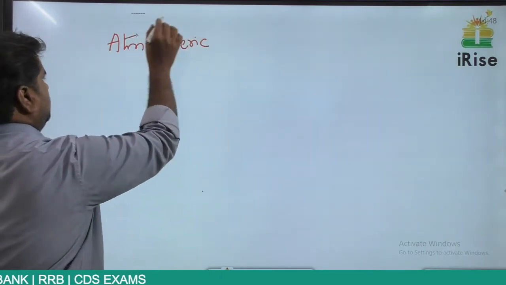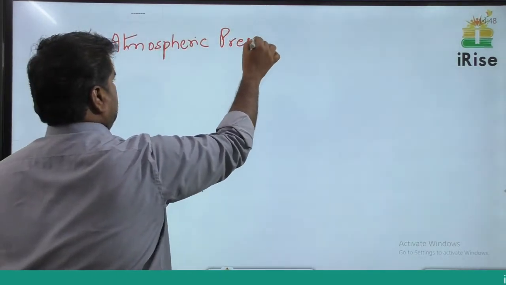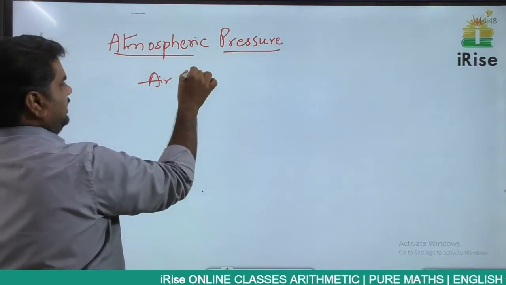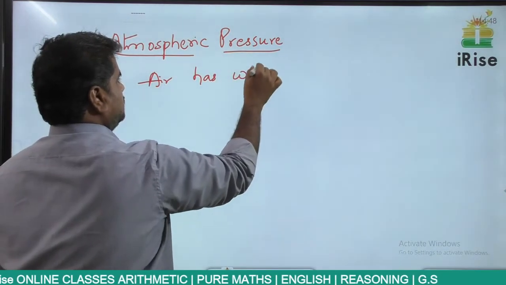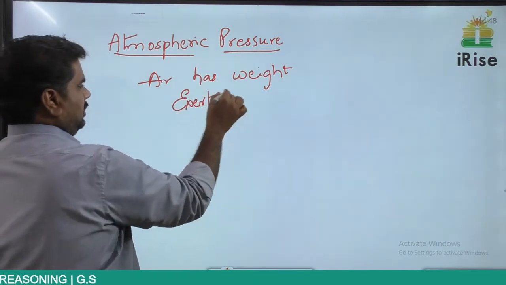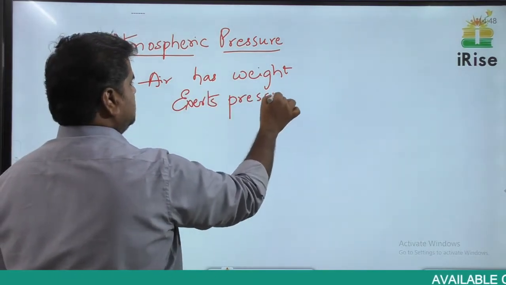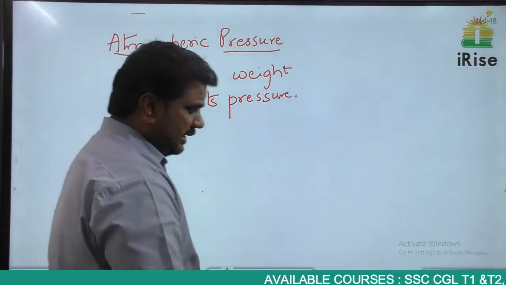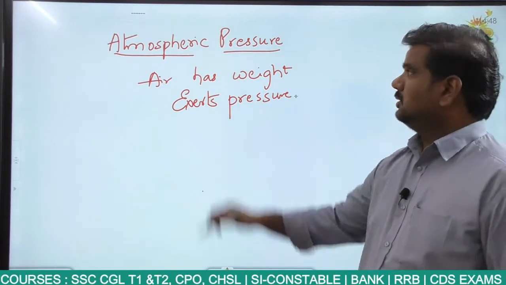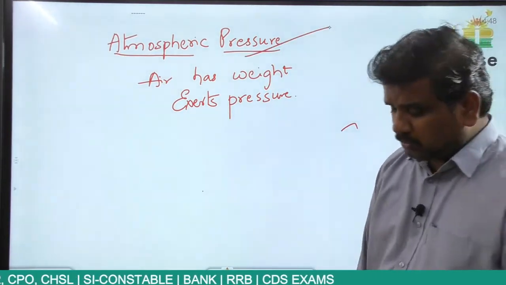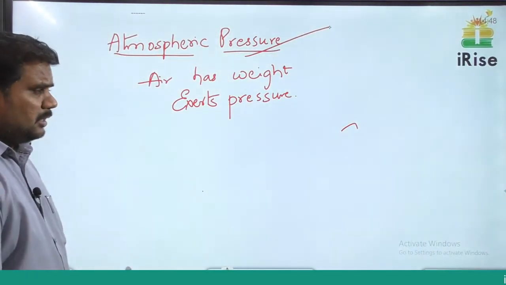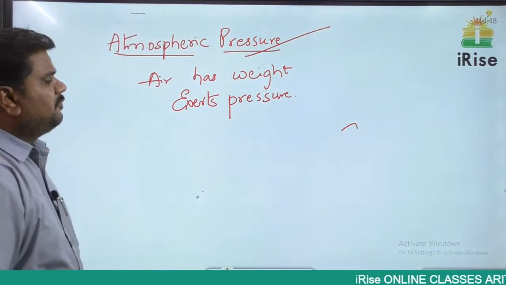Atmospheric pressure. Now we all know that air has a certain amount of weight. Air has weight, and at the same time air exerts pressure. The pressure that is exerted by the atmosphere on us is what you call atmospheric pressure. We can give a number of examples for this.